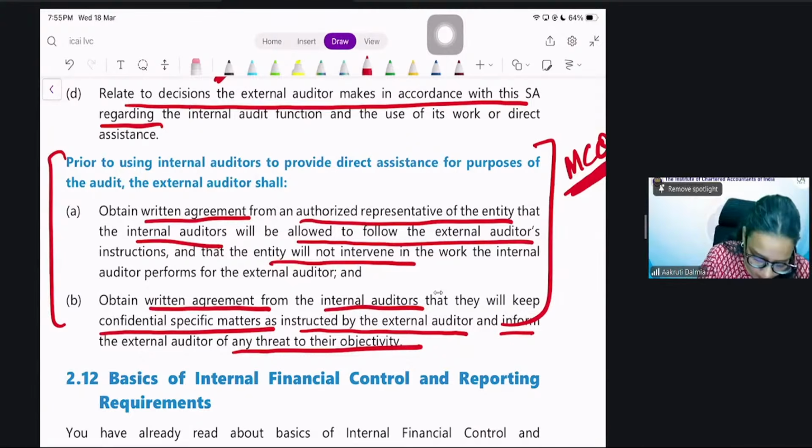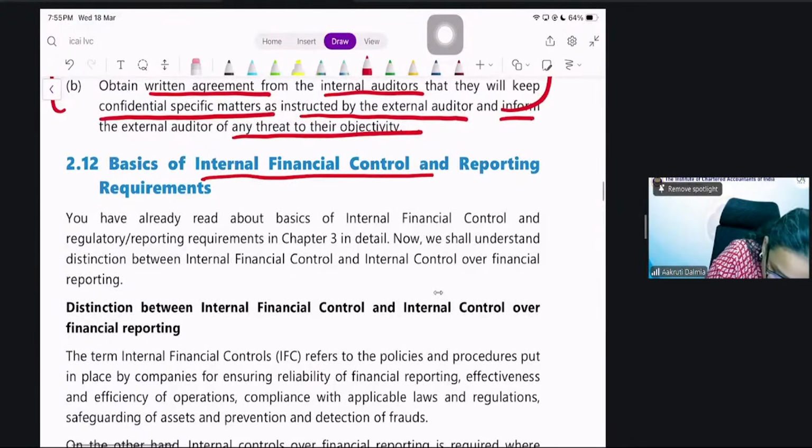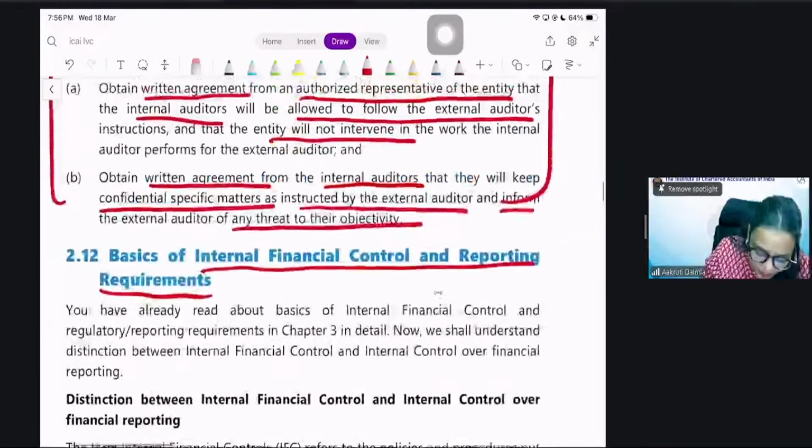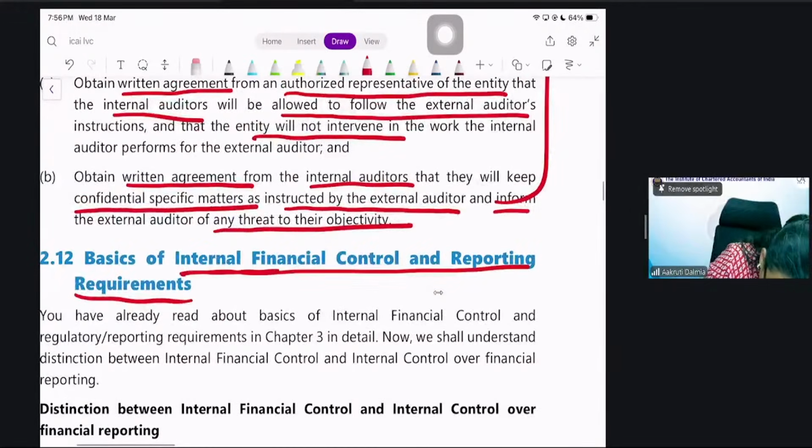Okay. Actually, here your main essay is finished. Here it's just given basics of internal financial control and reporting requirements. So this is nothing but just remember this: internal financial control and reporting requirements.